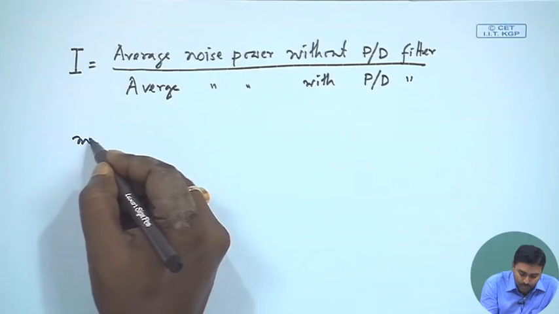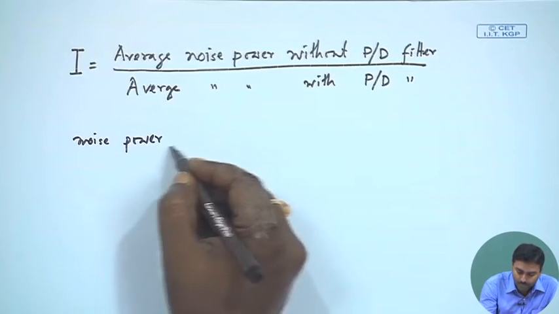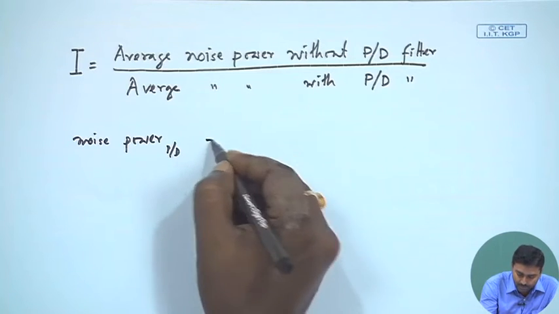If I do not put it, what will be the output noise power? So, I am just trying to take the ratio of this. This will be the improvement, because the signal power remains the same, only the noise power will be reduced by this factor. Okay. So, this is something I am trying to calculate. So, what will be the noise power with pre-emphasis de-emphasis? So, this is with PD.